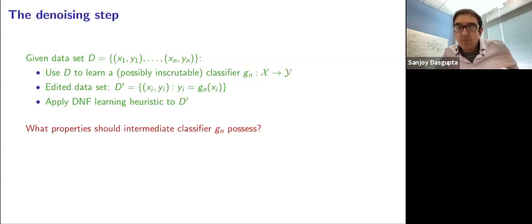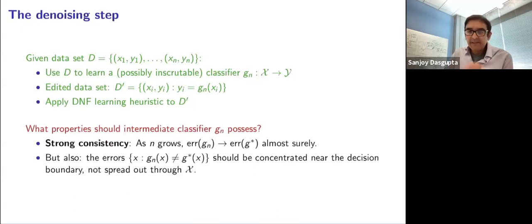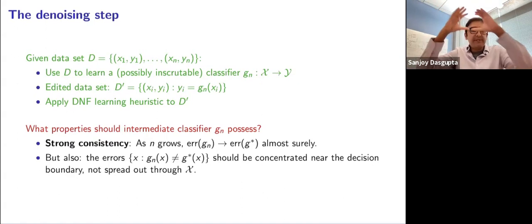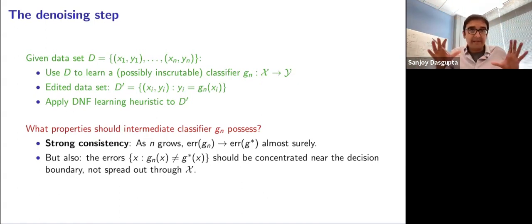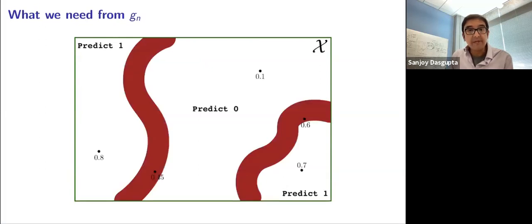So what are the properties that we want from this classifier? First of all, it should be consistent. As the amount of data grows, it should converge to the Bayes optimal error rate. And second, it's going to make some mistakes. The mistakes should ideally not be spread out all over the space, because we're covering the space with these nice rectangles. We don't want to contaminate those rectangles. We want the errors to be localized near the boundary. And so the picture is something like this. We have some arbitrary decision boundary. We are going to make errors because we have a finite amount of data, but we want the errors to be near the boundary. We want the errors to be something like this. How do you do this?